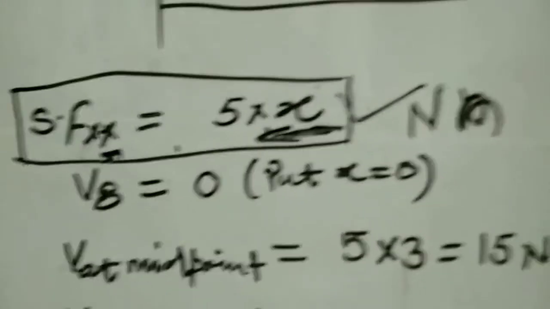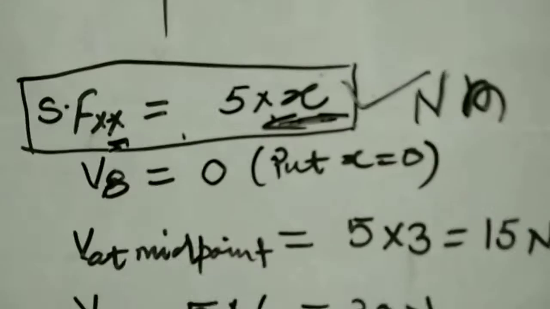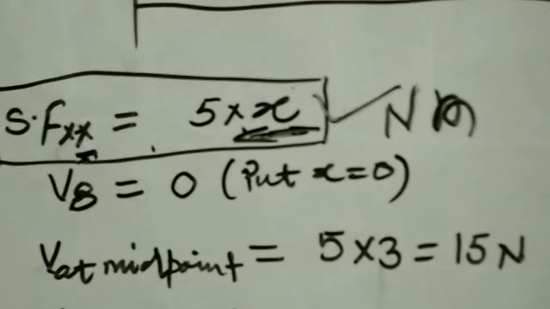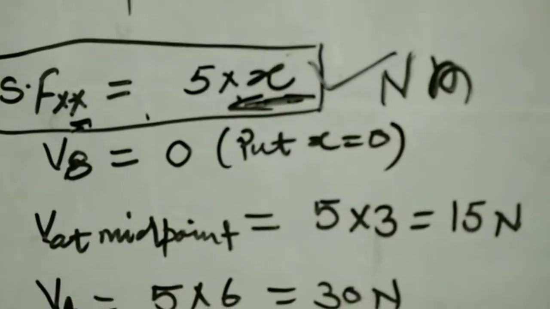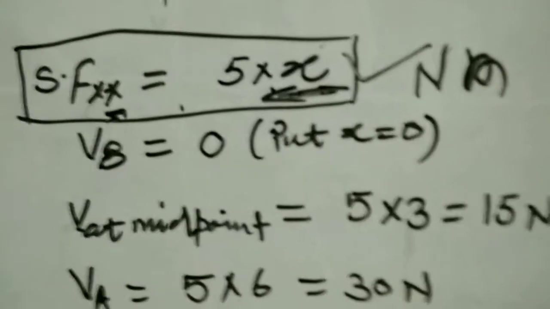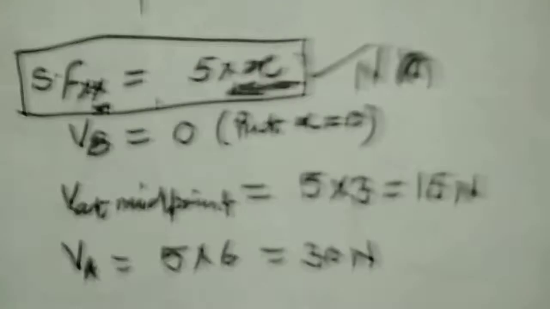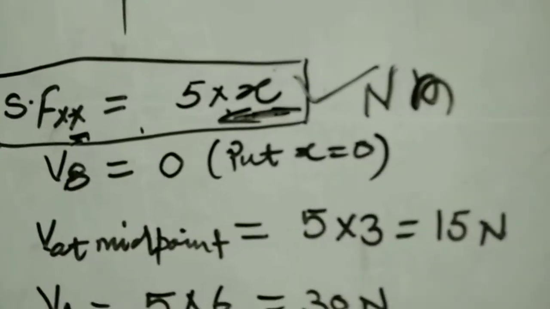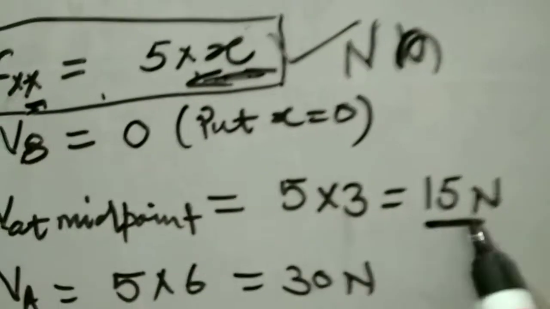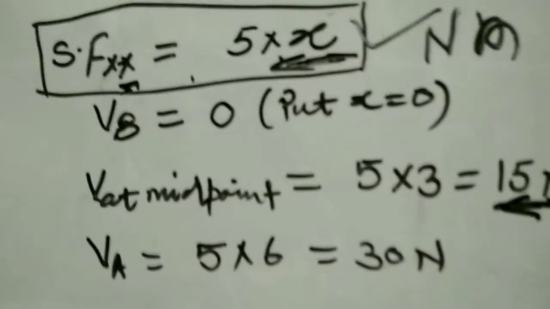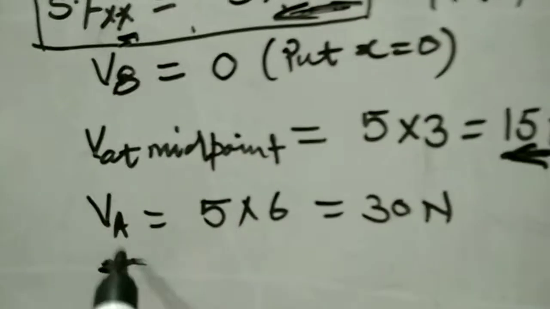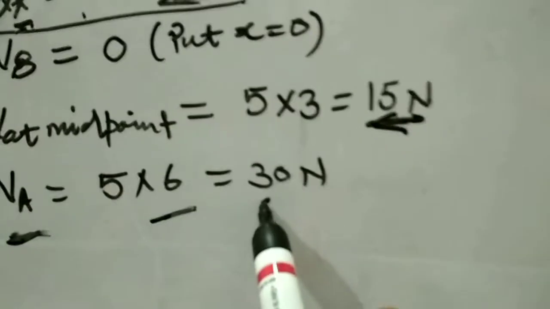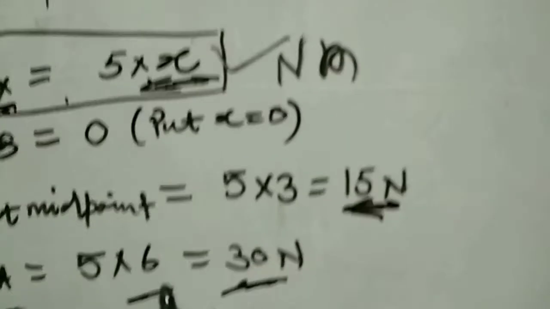We'll find the value of shear force at different points of the beam by putting in values of x. First, we put the value of x to find the shear force at point B. The value of shear force at point B is 0. Next, at the midpoint of the beam, we put x equal to 3. That gives the shear force at the midpoint, which is 15 Newton. And last, at point A, we put x equal to 6. That gives the shear force at point A as 30 Newton, right?